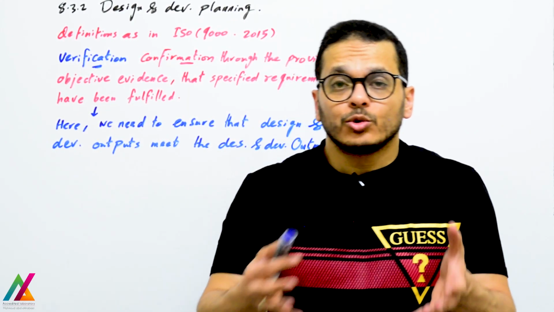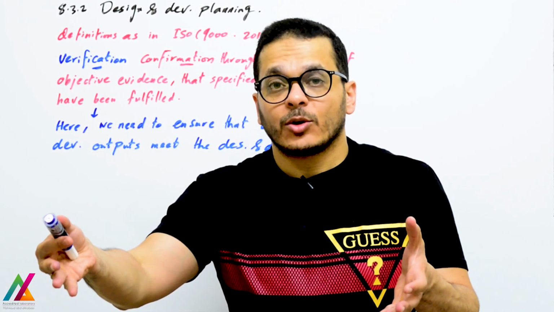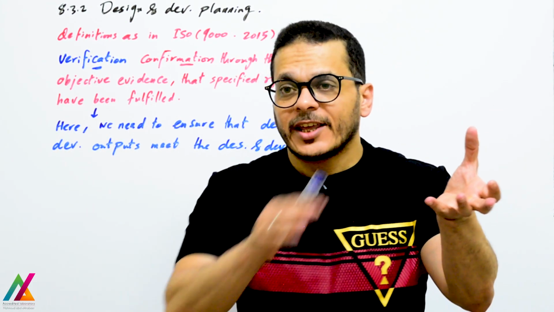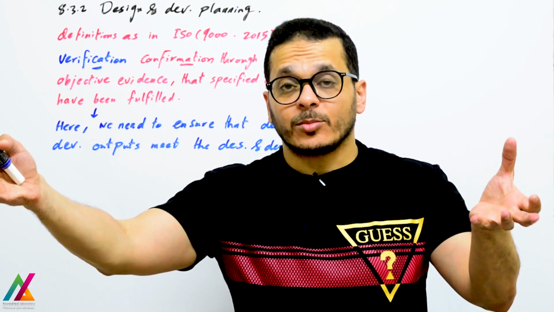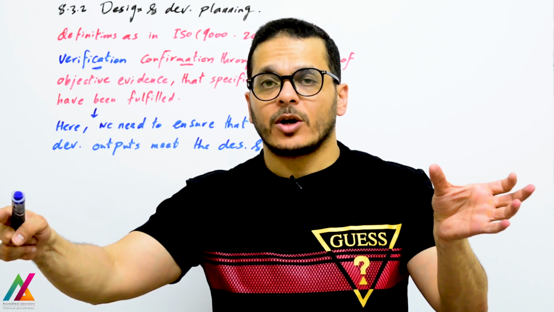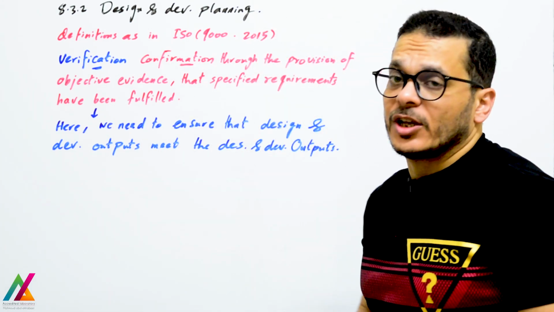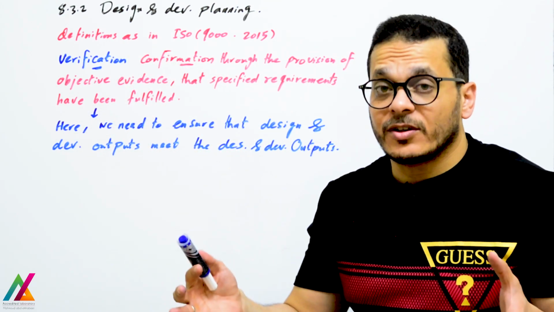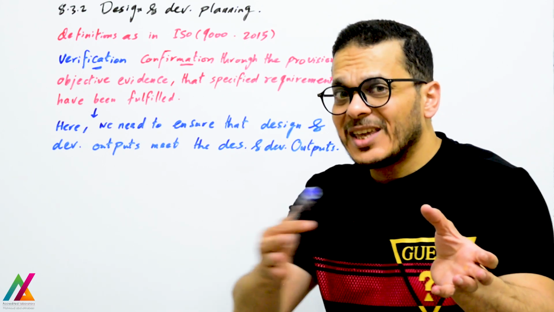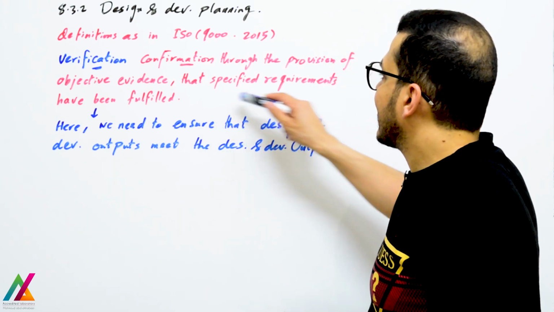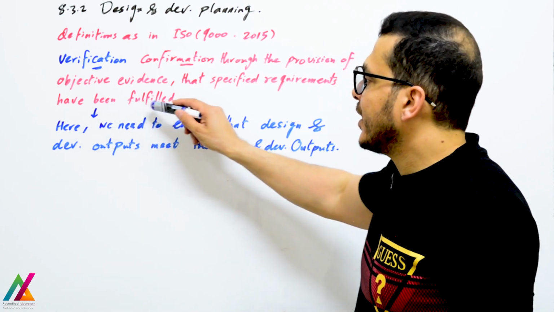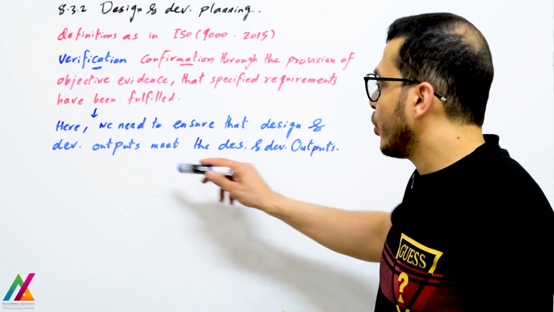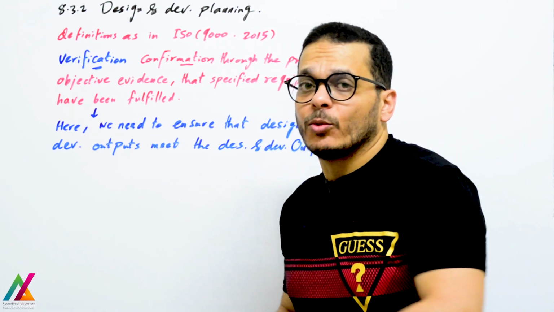But verification: you want to verify that you achieve the requirement of the customer or regulatory or statutory requirements at the end. Outputs are the same as required by the customer, so outputs meet the input requirements. So verification is confirmation through the provision of objective evidence. You have objective evidence to ensure that outputs meet the customer requirement or inputs, that specified requirements have been fulfilled. So in this case, you need to ensure that design and development outputs meet the design and development inputs.